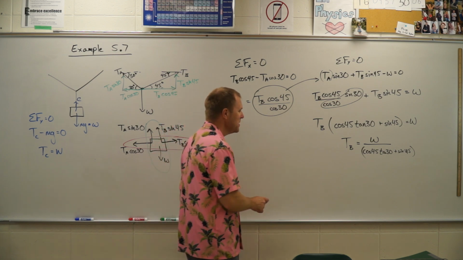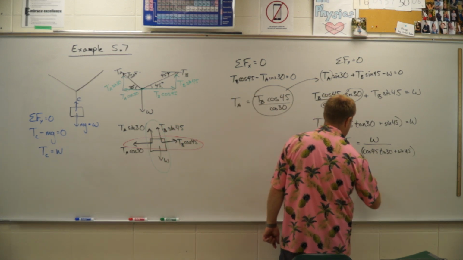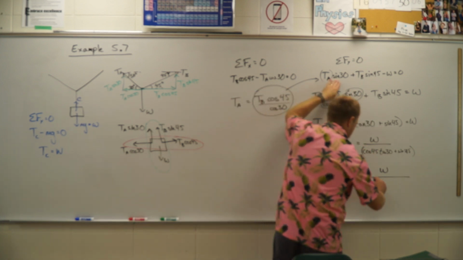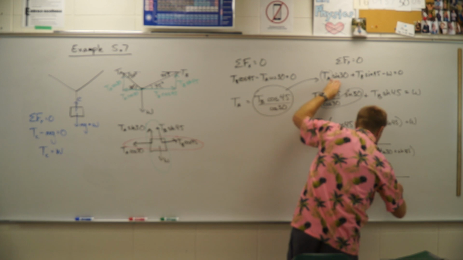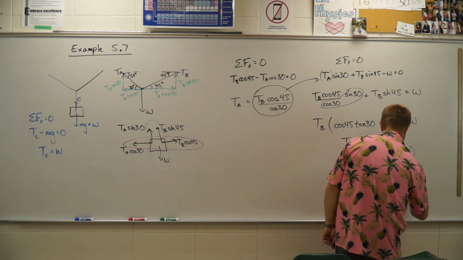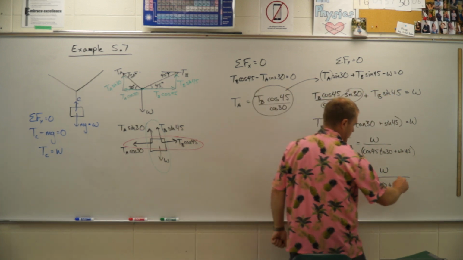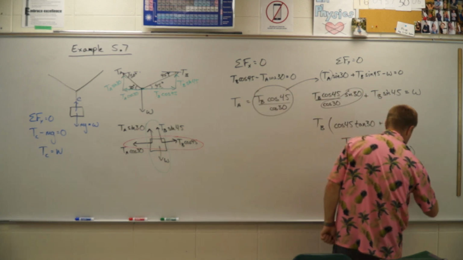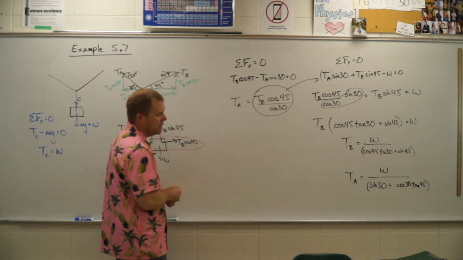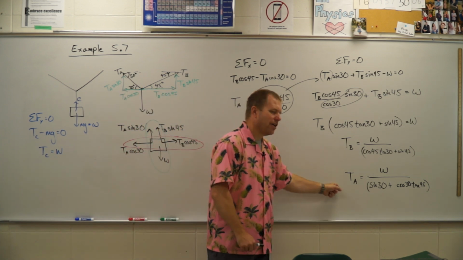Welcome back, of course. So I'm going to end up doing this just a little bit different. So I have TA here is equal to W divided by, so I'm still going to have that sine 30 plus, I'm going to have my cosine of 30 times my tangent of 45 in that denominator. So it'll look kind of similar, but a little bit different. All right, so there is our TA and our TB.